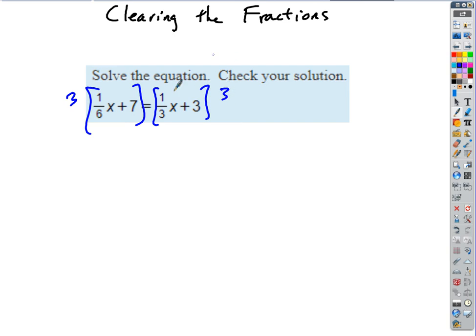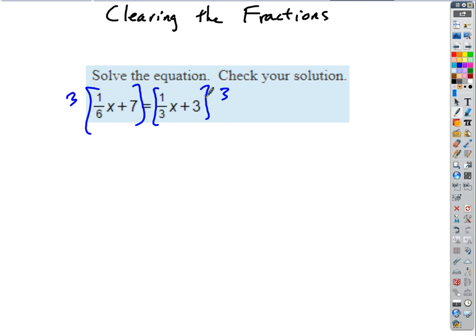When I distribute the 3 through the right side, everything's good. 3 times 1/3 is going to be 1x, and 3 times 3 is 9, but what happens on this side? 3 times 1/6 ends up being what? 1/2. Multiplying fractions is easy.